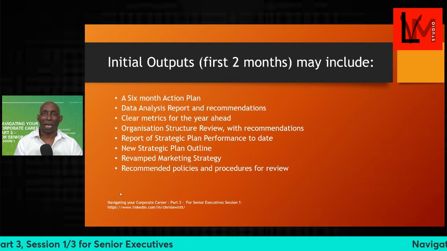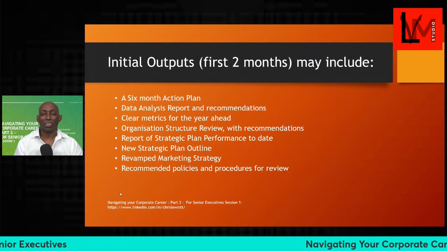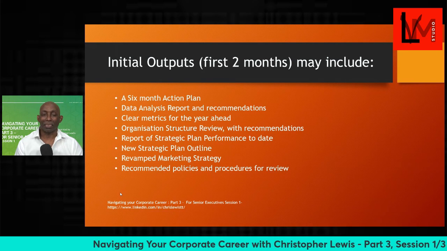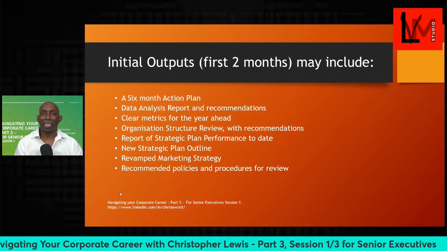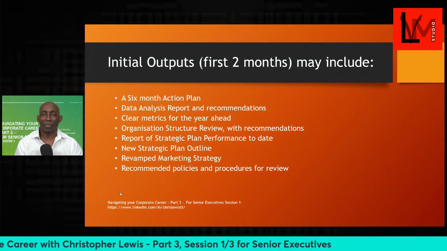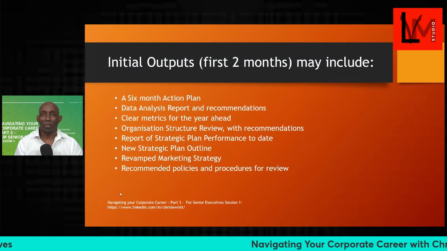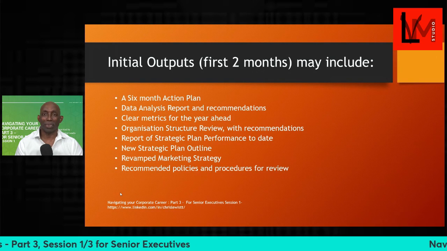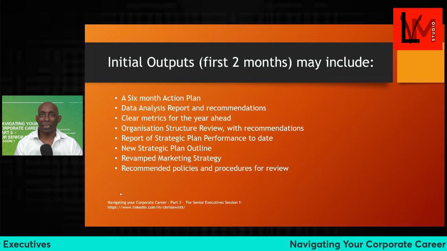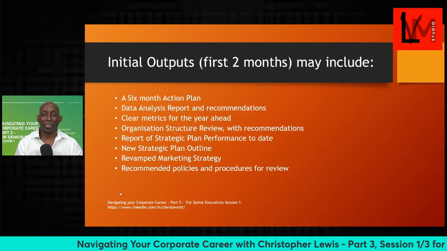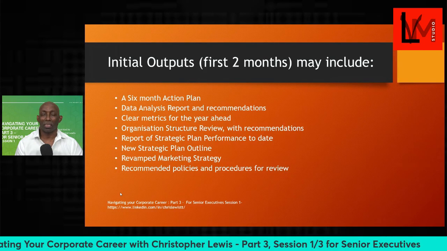After the first 2 months, as a senior executive in a new role, your initial outputs may include a 6-month action plan, a data analysis report and recommendations, clear metrics going forward for the year ahead. You may have looked at the organization structure, whether it's for the whole company or your department, and have some recommendations based on how you've seen things working on the ground. There should be a report of strategic plan performance to date, perhaps a new strategic plan outline based on your assessment of the situation, a revamped marketing strategy, and recommended policies and procedures for review.